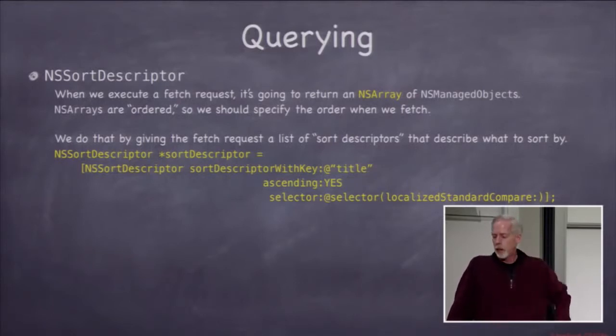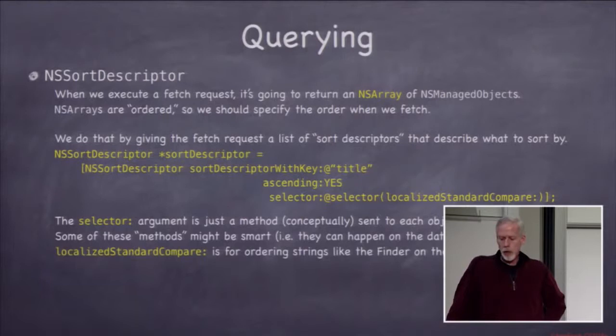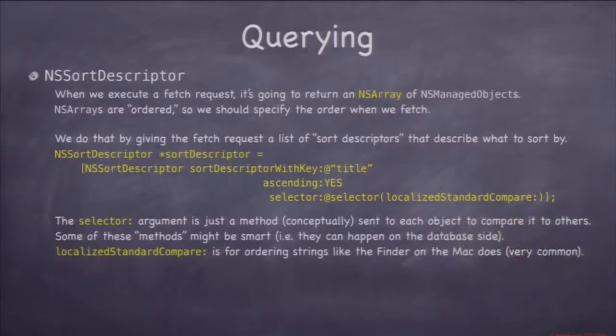Okay? Now, what is localizedStandardCompare? Localized standard compare means sort them like they would look in the Mac Finder, basically. That's kind of a colloquial way of saying it, but basically sort them how real people think things should be sorted. Not case sensitively, do the right thing with diacritic marks if it's a language that has a lot of diacritics, that kind of thing. Okay, that's what localized standard compare is.